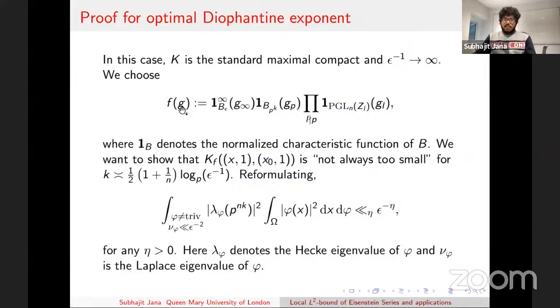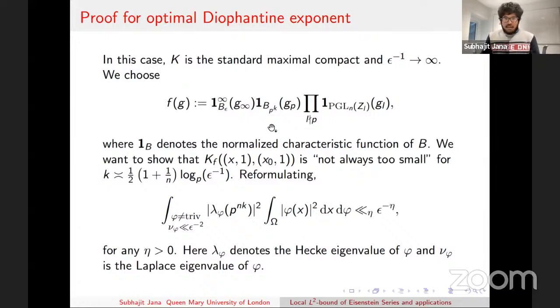In this case, we choose the test function f to be of the following form. So g is an adelic point. On the Archimedean coordinate, it is given by the function 1_{B_epsilon}(g_infinity). So B_epsilon is the ball of radius epsilon, and 1_{B_epsilon} is the normalized characteristic function of B_epsilon, and this infinity means smooth. And on the p-adic place, it is given by a similar thing, but a ball of radius p to the power k. So it's a very large ball. In the Archimedean place, it's a very small ball. In the p-adic case, it's a very large ball. And any other place other than p and infinity is just something fixed, which is the characteristic function of the maximal compact of the p-adic group.